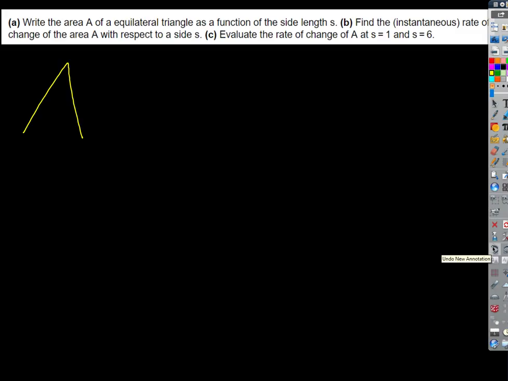Okay. You can do it just by dropping down an altitude. I mean, you can figure it out. Area as a function of side length. What are we calling side length? Side length s. So A of s equals square root of 3 over 4 s squared.